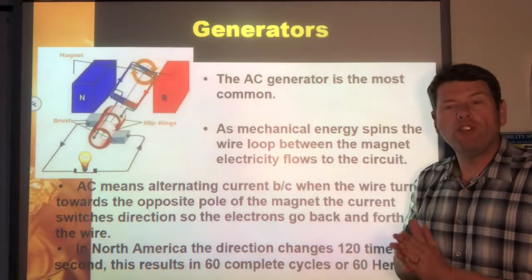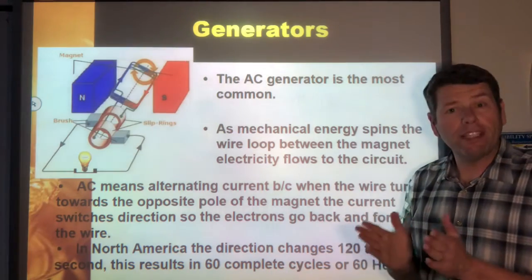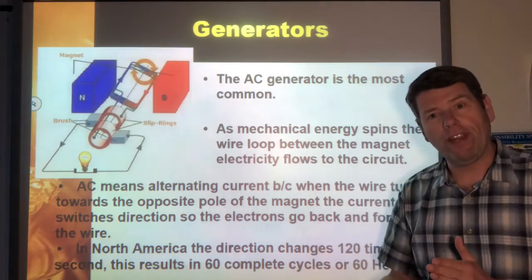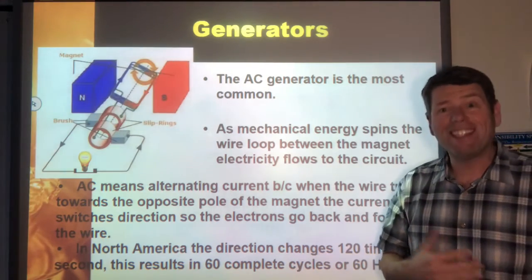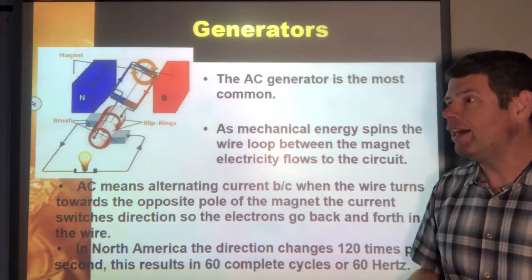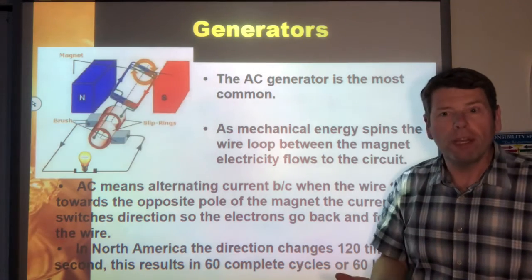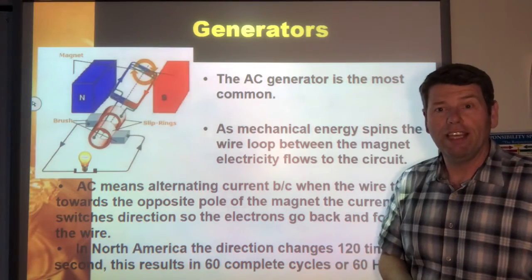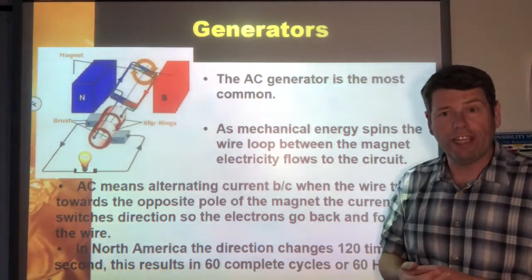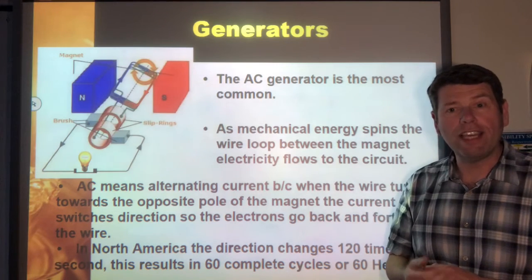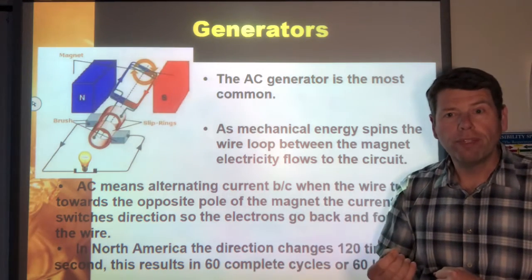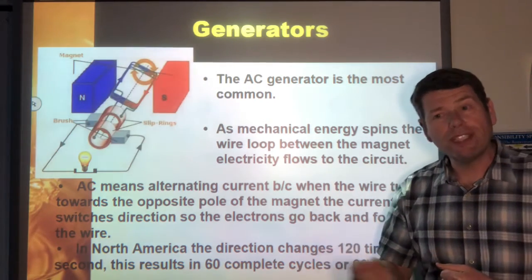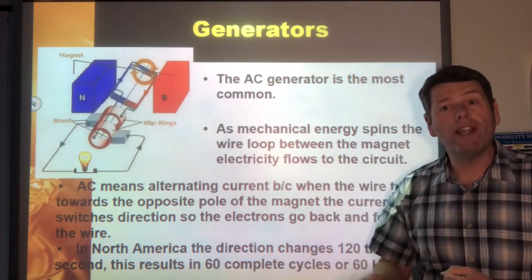Now, when it comes to generators, there's mainly two kinds. There's AC generators and there's DC generators. And no doubt you've heard the terms AC and DC being thrown around. It's not just a music group, but it's different kinds of electricity. And so the AC stands for alternating current, which means that the electricity goes back and forth in the circuit. Whereas DC, which stands for direct current, means that the electricity or the electrons are flowing in one direction only.